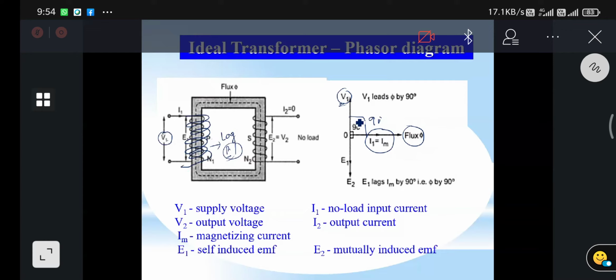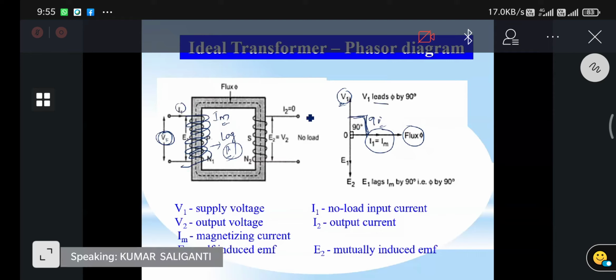So there is inductive nature, which means the Im lags V1 by 90 degrees here. Because whatever this V1 causes the current, when this current flows through the winding, that should be Im. So that Im always lags behind V1 by 90 degrees. Otherwise, we can say that V1 leads by 90 degrees. V1 leads or Im lags V1. Okay, so here Im and phi are both in the same phase. The same thing I am going to take here.